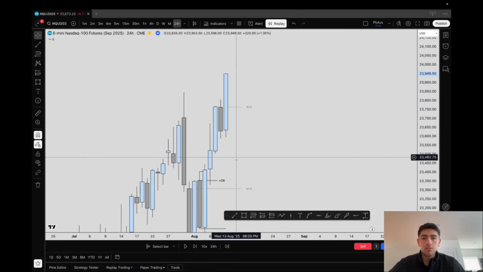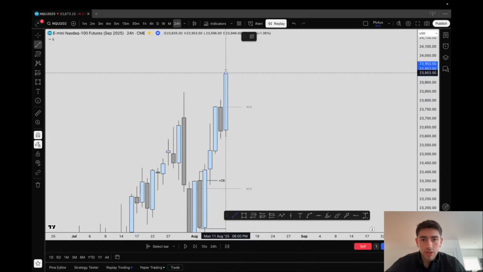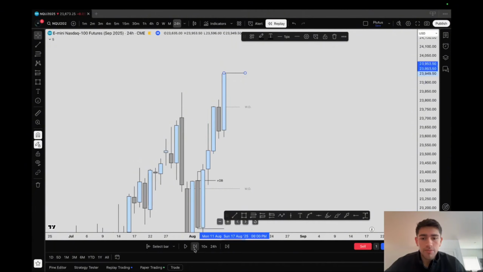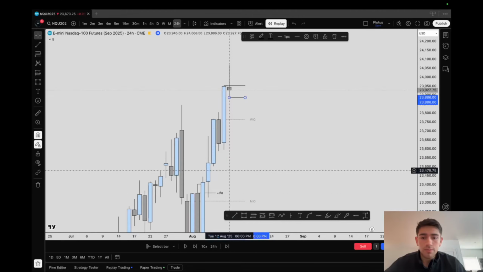Now, what is the next draw on liquidity? We closed above the high. We closed above previous day high. Where's the next draw on liquidity? This candle high. Boom. Did we mitigate that? Yes, we did. Did we close above it? No, we didn't. Where's the next draw on liquidity? Most likely this low.